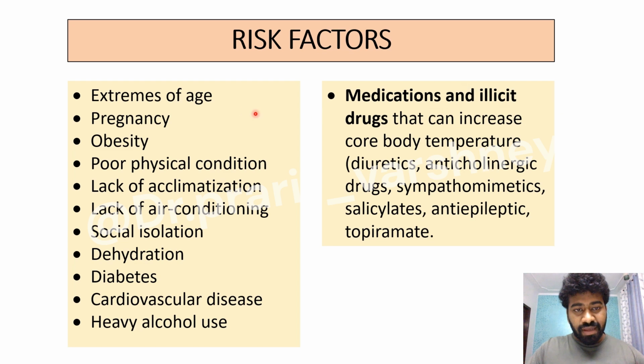Now the risk factors. The extremes of ages: in our case, the 60-year female, 56-year female, or there might be children or infants. Pregnancy: in another case scenario, a 30-year-old female patient who was 5 months pregnant came to the hospital. She got unconscious on her way. She was found outside. So they can also go into heat stroke. They are more prone to heat stroke. Obesity, poor physical condition, lack of acclimatization.